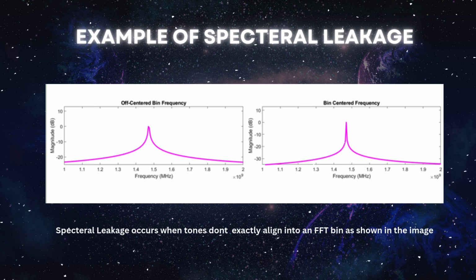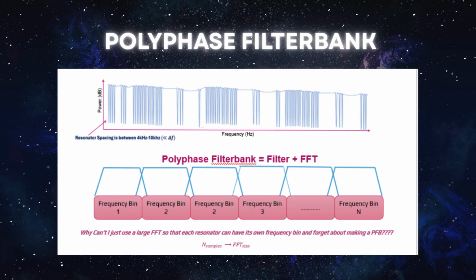The PFB solves this by creating subfilters around each FFT bin. These filters catch tones that fall between bins, greatly reducing spectral leakage and ensuring even weak signals can be accurately detected. For the HWO, the PFB uses a 4096 tap low-pass filter with a Blackman-Harris window and 1024 polyphase components.